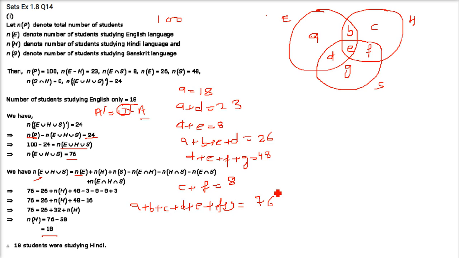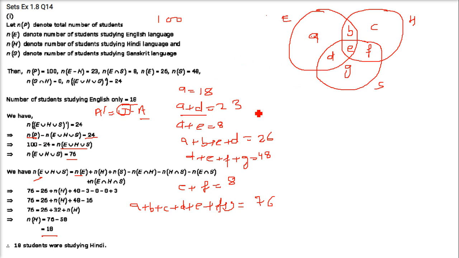Now, the important thing is what all we have and how to get the other values. We'll try to solve that. We have to find out how many students were studying Hindi through this method, and then how many students were studying English and Hindi. English and Hindi is B plus E.